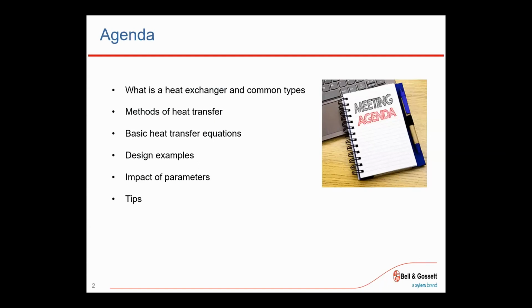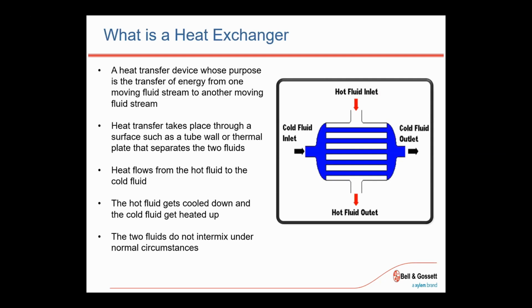So within the heat exchangers, we'll first talk about different types of heat exchangers and methods of heat transfer. We're not going to get too deep into heat transfer equations, just some basic things that should be considered when you're making a selection. And some design examples, and then some examples of how we adjust those parameters, how they will impact our selections, and then end with some tips. So a heat exchanger, what is a heat exchanger? Clearly tell by the name, we're exchanging heat where the heat is going from warmer fluid to the cooler fluid.